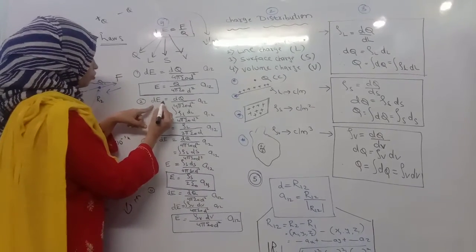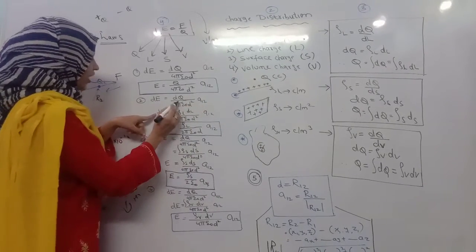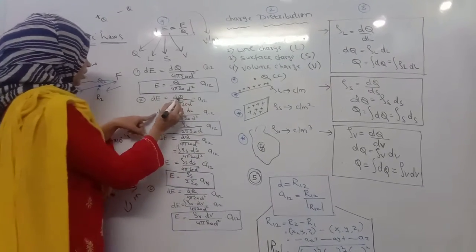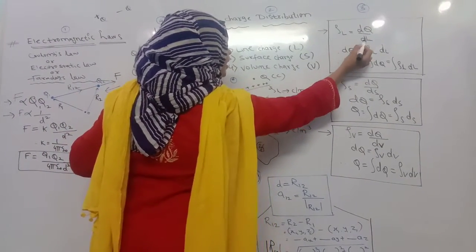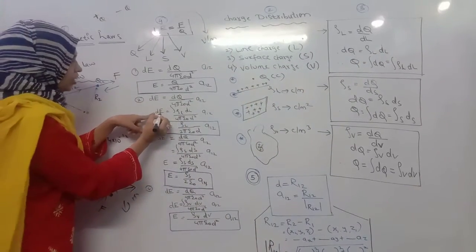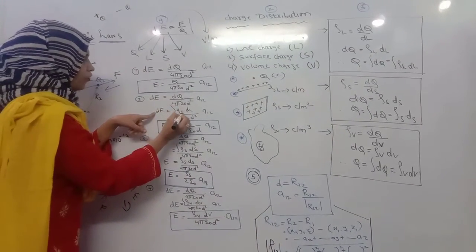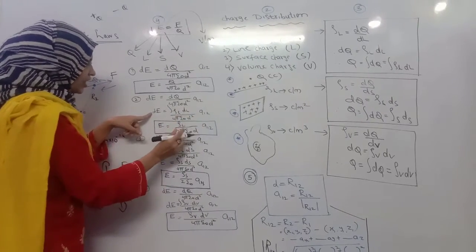So here we come to the point, that is dE will be Q divided by 4 pi epsilon 0 d square. Okay, fine. What is my Q? dQ with respect to the line. See here, my dQ will be rho L into dl. So here dE is nothing but the integral of rho L dot of dl divided by 4 pi epsilon 0 d square. A12 will be as it is.